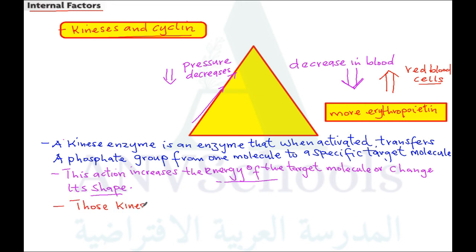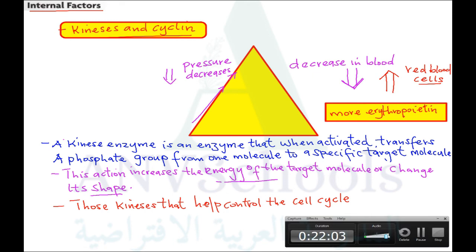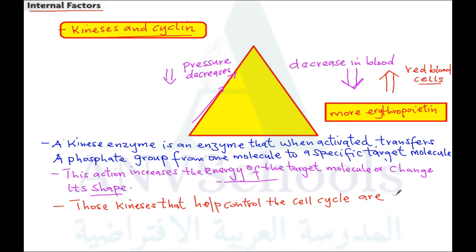Those kinases that help control the cell cycle are activated by cyclins.